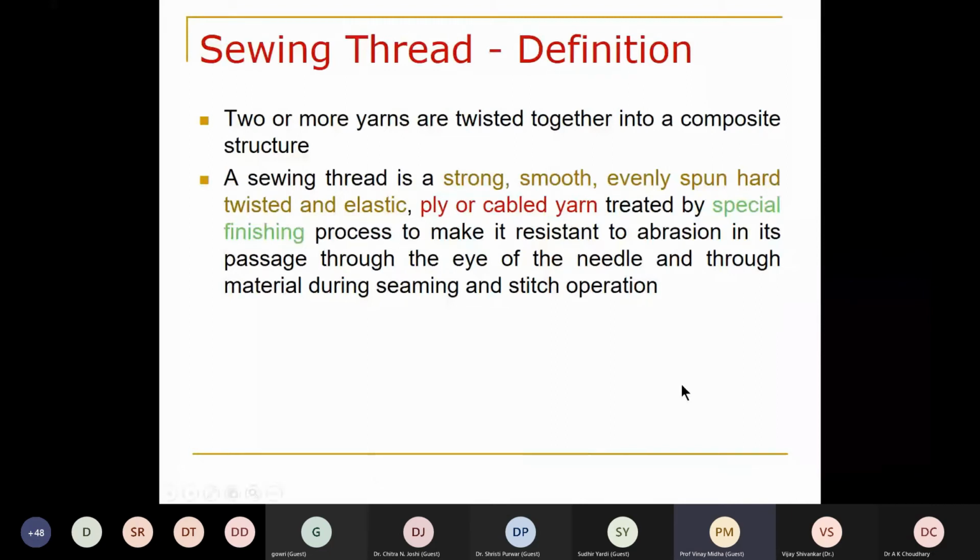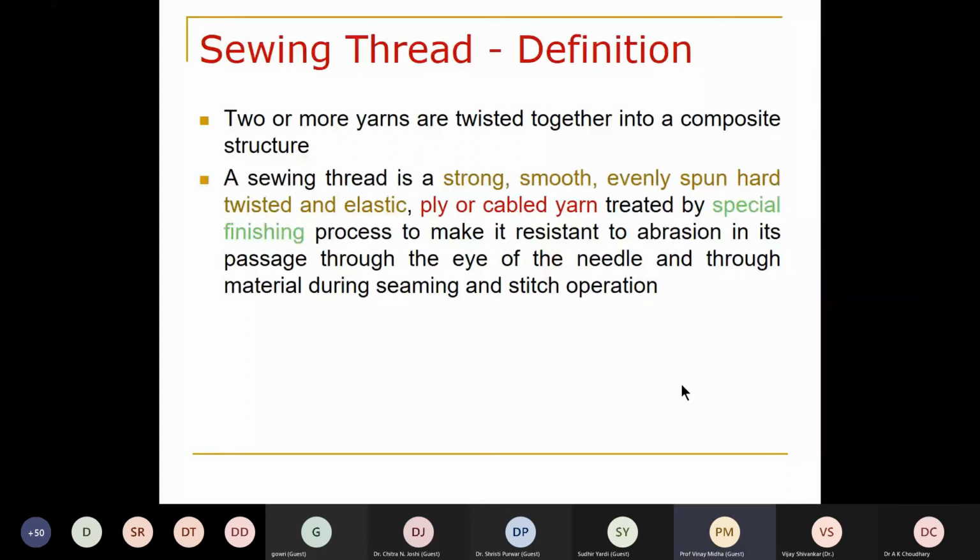A sewing thread is two or more yarns which are twisted together to make a composite structure. To define it, we can say that a sewing thread is a strong, smooth, evenly spun, hard twisted and elastic ply or cabled yarn which is treated by a special finishing process. This definition contains most of the properties required in the sewing thread and its construction.